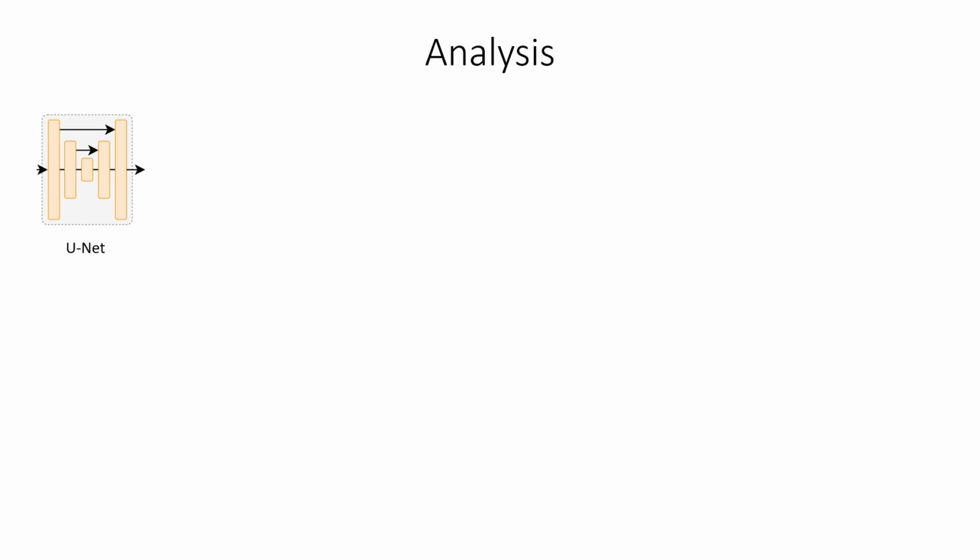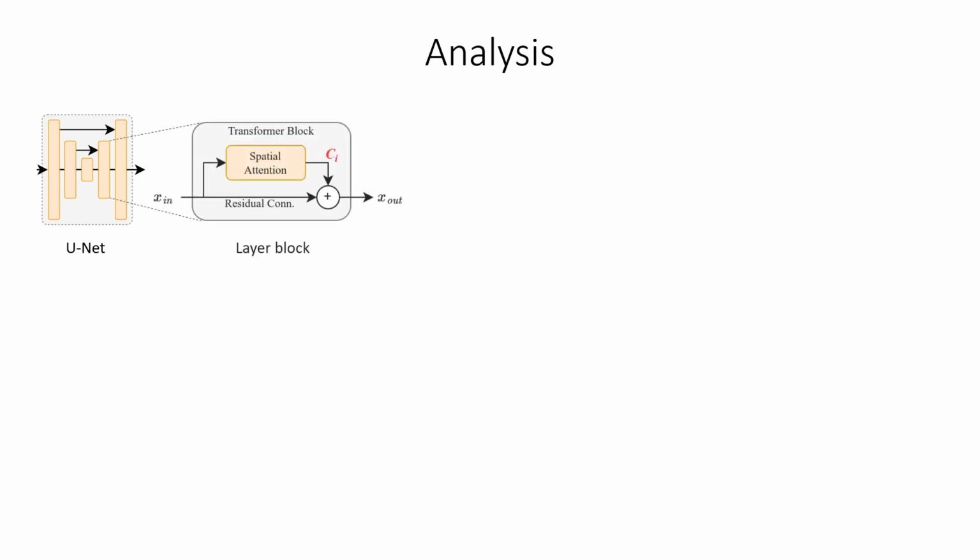In particular, we focus on the behavior of transformer blocks, which are by far the most computationally expensive part of the network. In a transformer block, the input data Xin is first copied and retained in a residual connection. Then, spatial attention predicts an update Ci, which gets applied onto the input through summation.